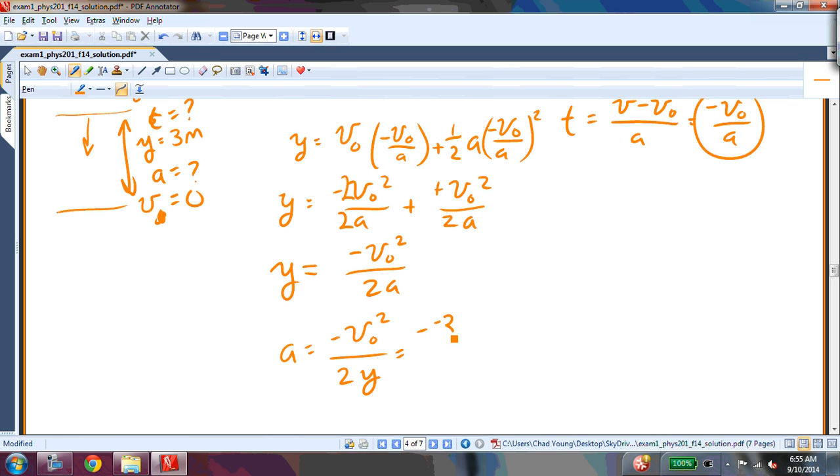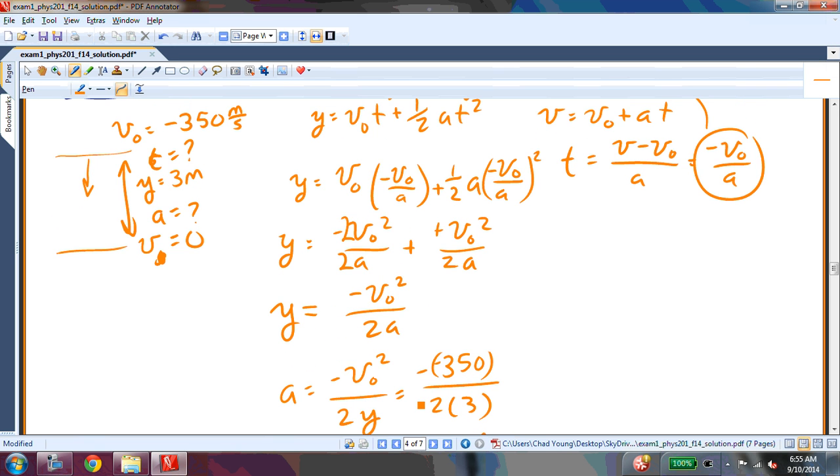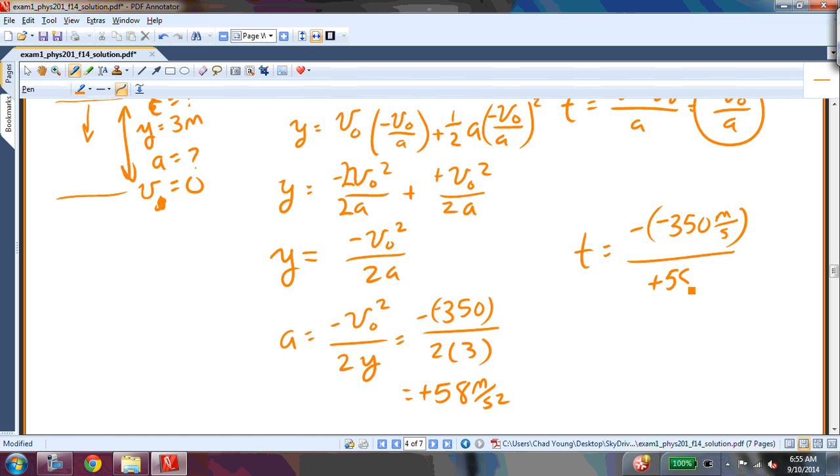That's negative 350 over 2 times 3. 350 over 6 is 58 meters per second. We'll call it 58 meters per second squared. All right, that's in the positive direction. The velocity is down. He's slowing down, so the acceleration must be opposite the velocity, so it's positive. And now that I know A, I can find T, because I know T is equal to negative V naught, that's negative 350 meters per second, over A, which we just found to be plus 58, and 350, 6 seconds.